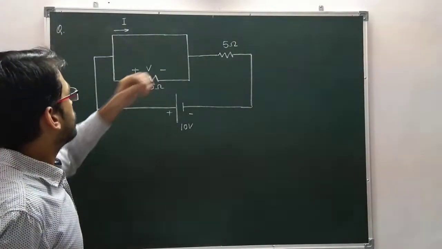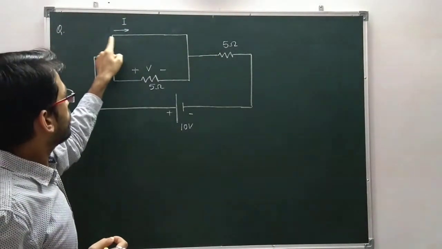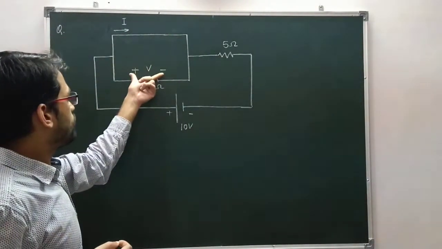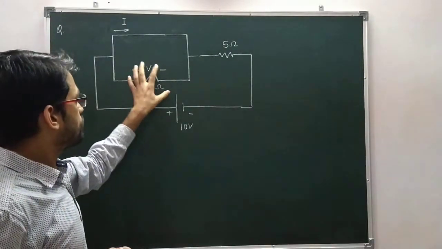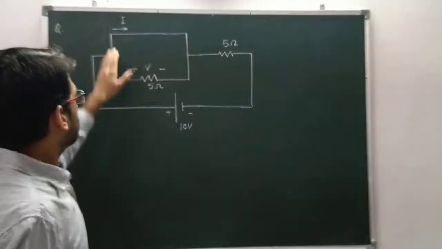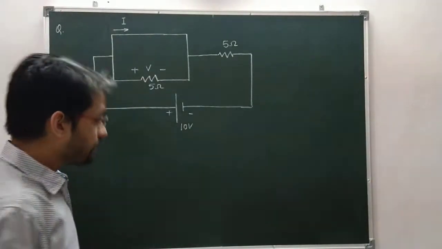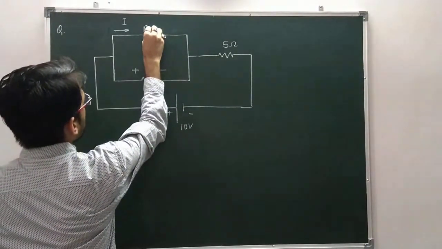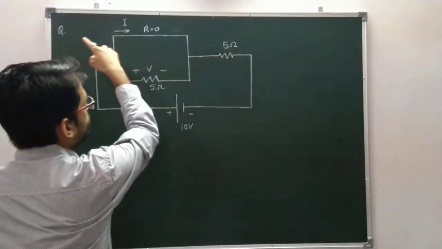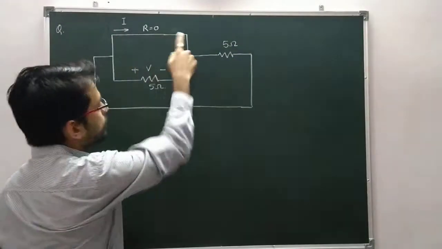Find the current I which is flowing through this branch, and find the potential difference across this 5 ohm resistor. Now, first thing, when a wire is given with no resistance, it means the resistance is 0. Take resistance 0 of the wire. If resistance is not given, a straight wire is given, the resistance of a straight wire is 0.